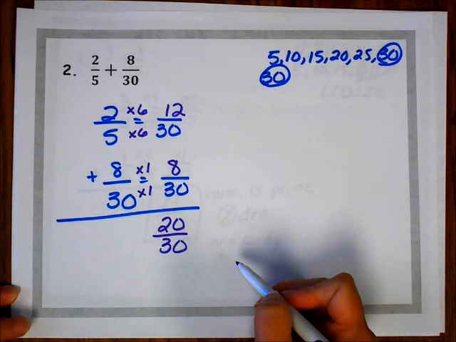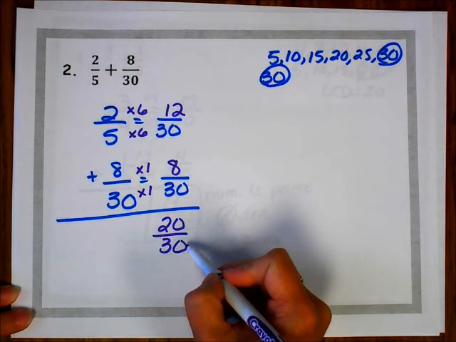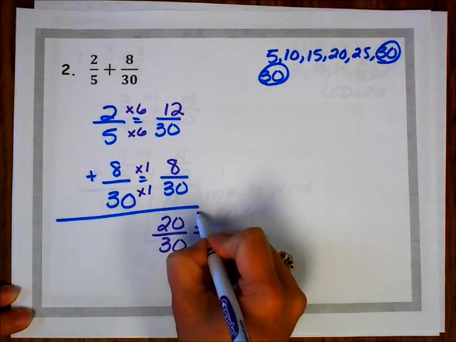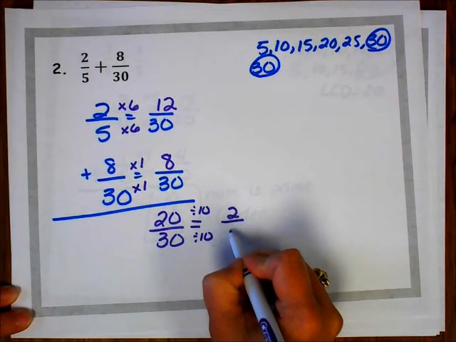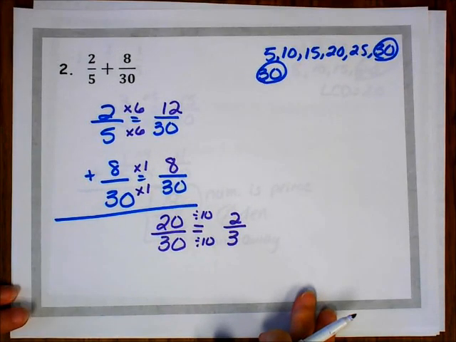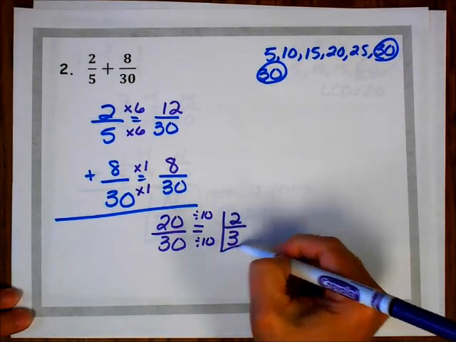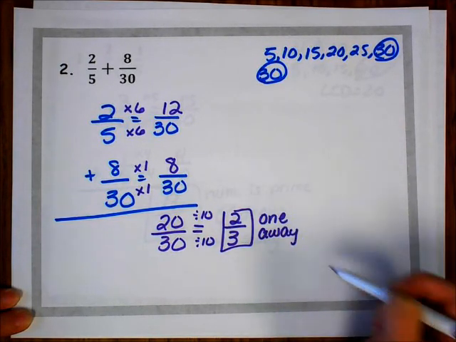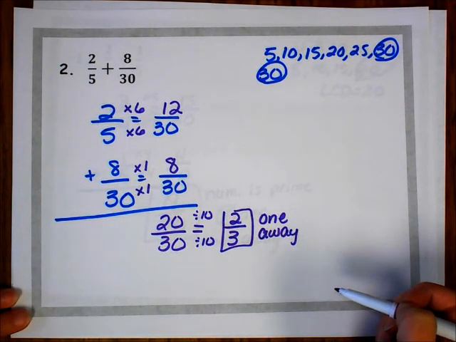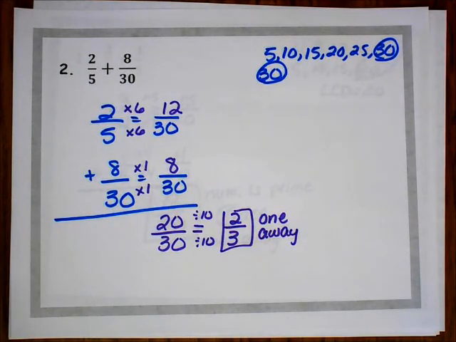And my last step is to see if I can simplify. I notice that they both end in 0, so I can simplify by 10 to get 2/3. I know that 2/3 is in simplest form because my numerator and my denominator are 1 away, or you can tell me because they are both prime.